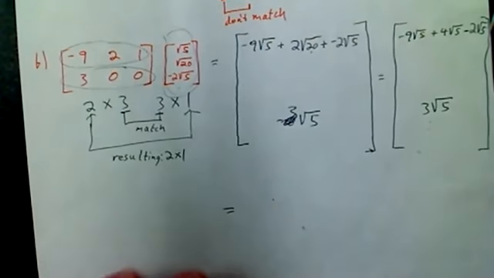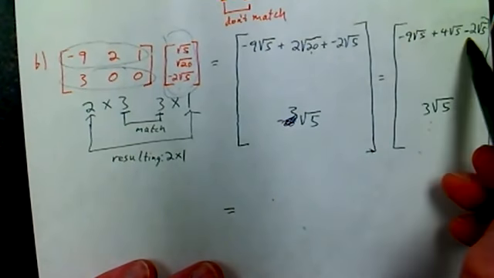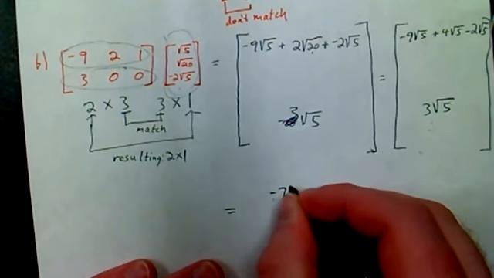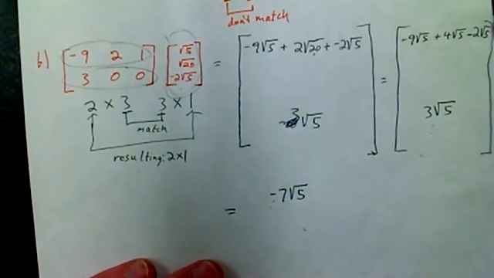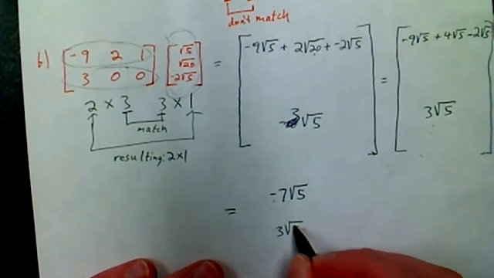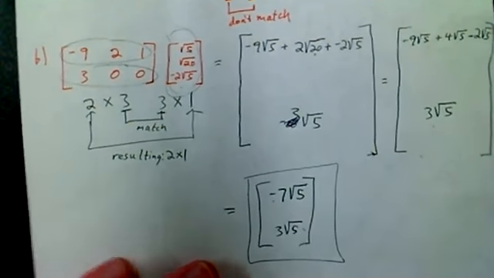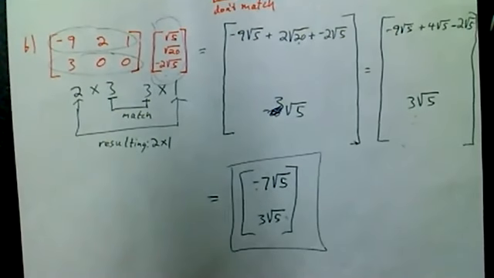And finally, let's see, I got -9 minus 2 is -11 plus 4. That's going to be a -7 root 5 for the first element. And then I have my 3 root 5. So this is the result of multiplying these guys. Okay.